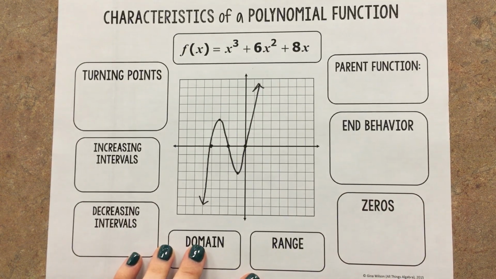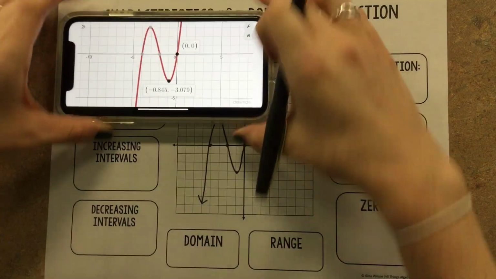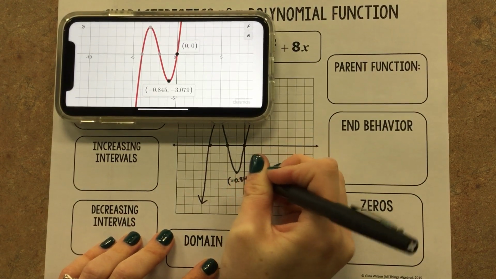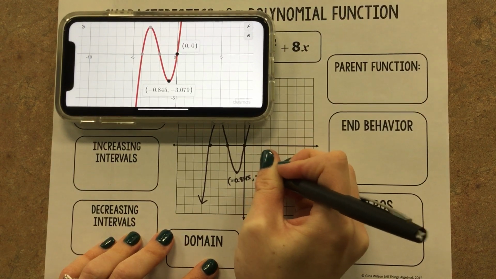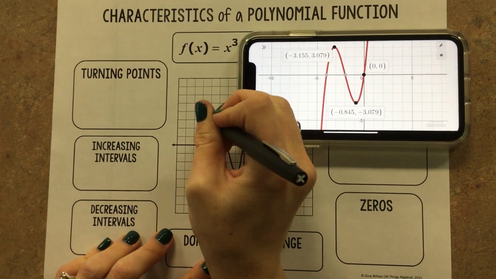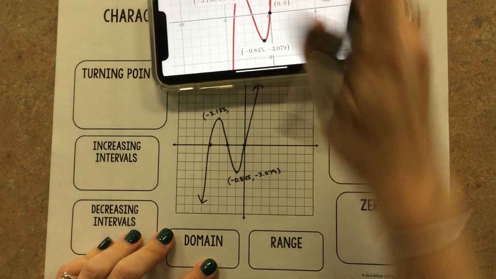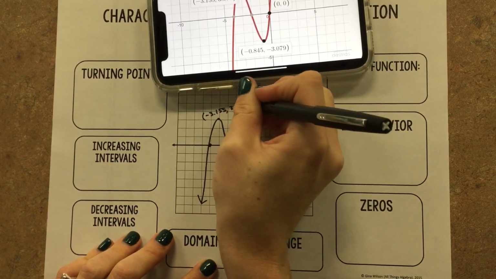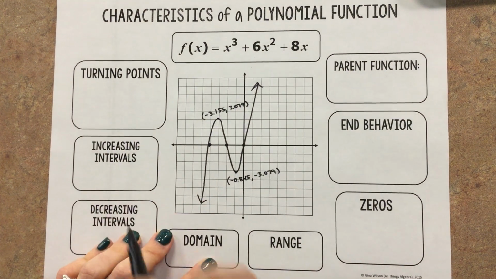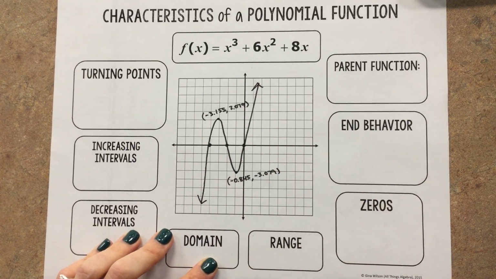Okay, so we've got our turning points. So these points, I'm actually going to label these strange points right here. So this one was negative 0.845, comma, negative 3.079. And then the one up at the top here was negative 3.155, comma, 3.079. So that way we can talk about them because we'll need them for the turning points, the increasing and the decreasing intervals. And then these are just right on the axis exactly where they look like they are. So I'm not going to label those.